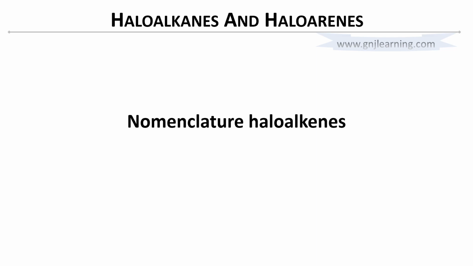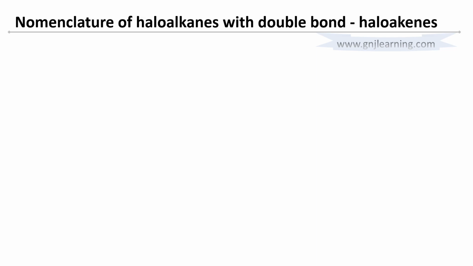So haloalkenes means we have a double bond in a haloalkane. If we have a double bond in a haloalkane, we generally call it a haloalkene. So let us see nomenclature of haloalkanes with a double bond.